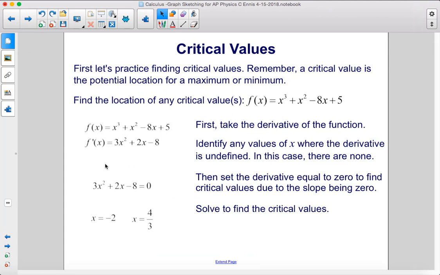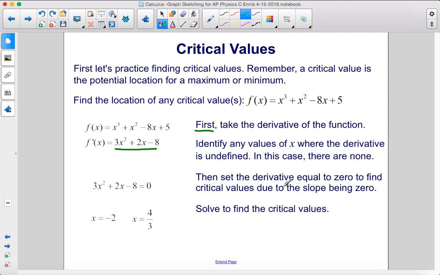First, let's practice finding critical values. Remember, a critical value is the potential location for a maximum or a minimum. Find the location of any critical values of this function. So first, take the derivative of the function. So we have our function here, we have f prime of x here. Here's our derivative. Identify any values of x where the derivative is undefined. In this case, there are none.